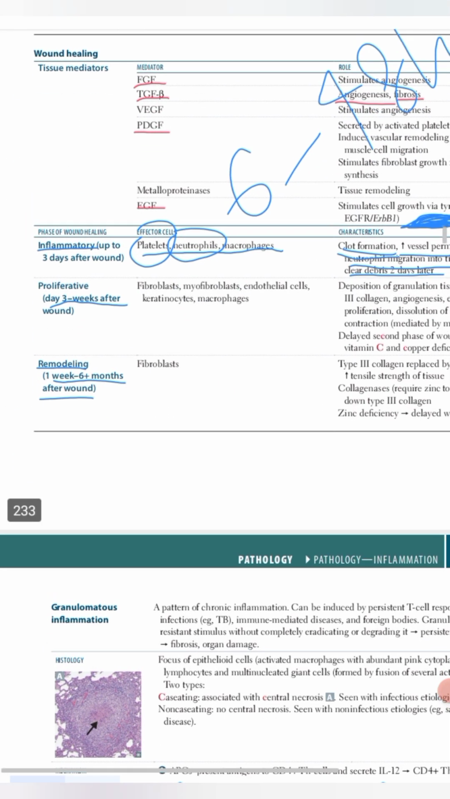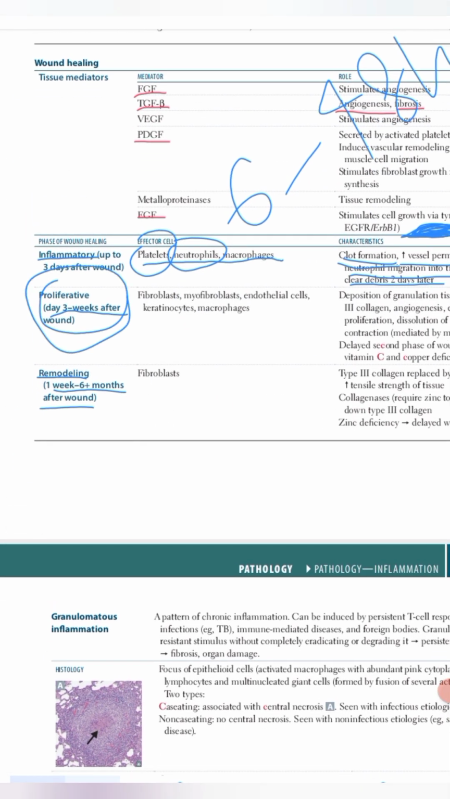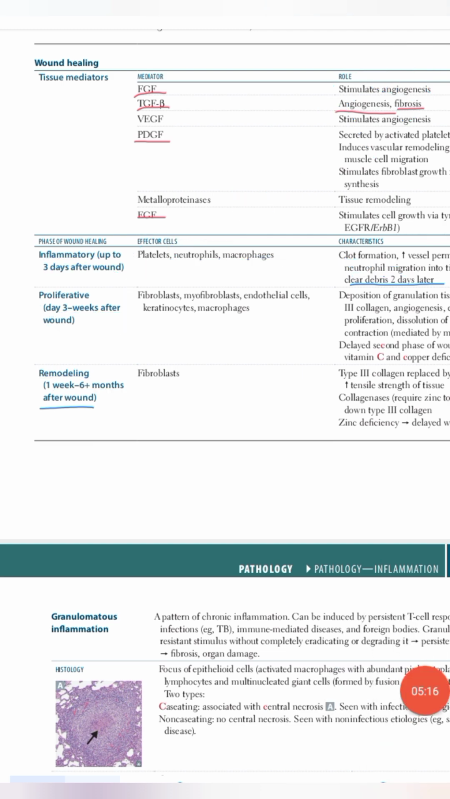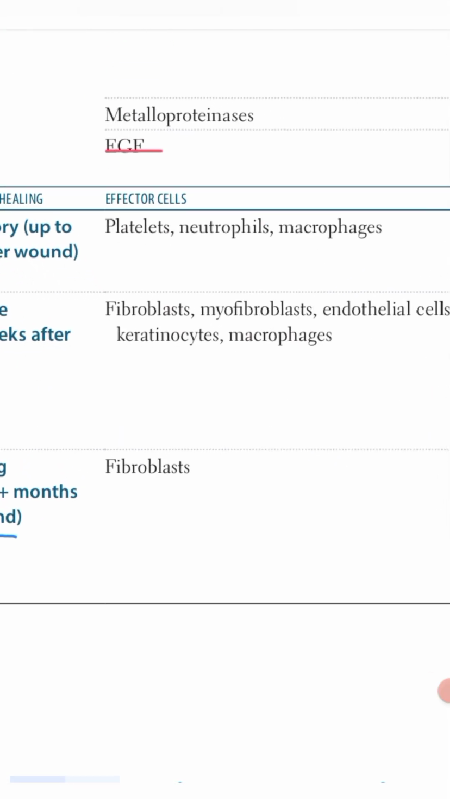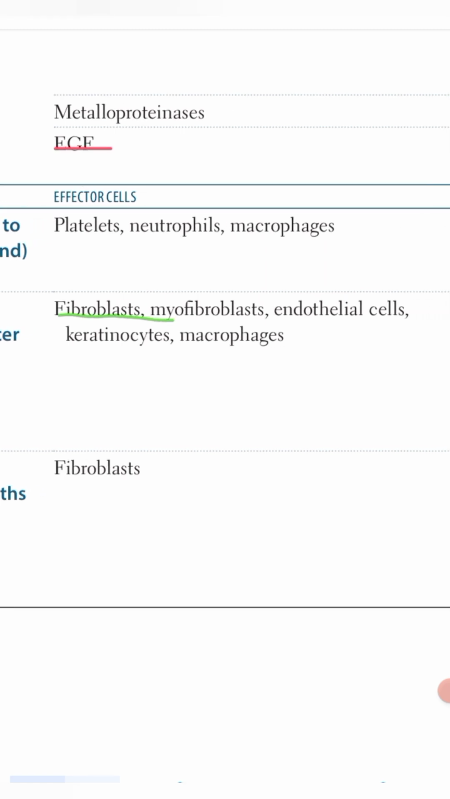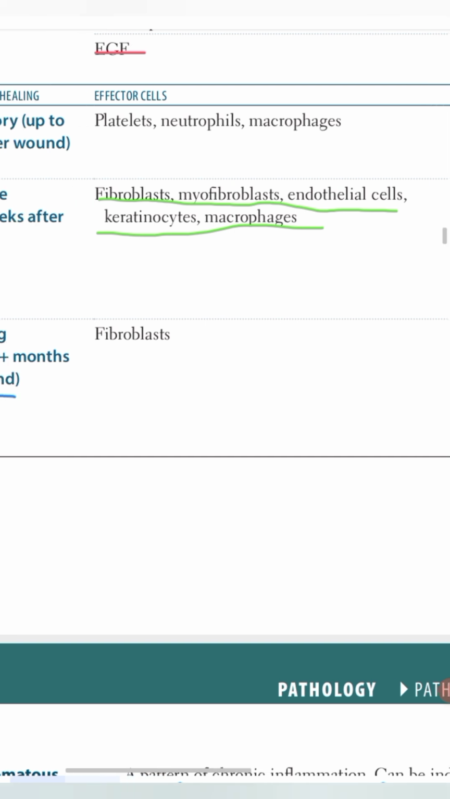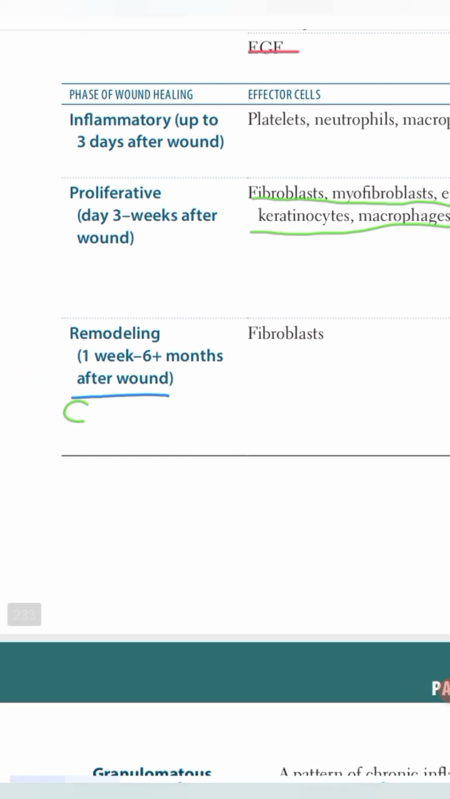Now the next phase is the proliferative phase that will occur from day 3 up to weeks after the wound. Now different cells will come in the proliferative phase. These are fibroblasts, myofibroblasts, endothelial cells, keratinocytes, and macrophages. Other cells are also involved, like epithelial cells. They will come and they respond to locally produced growth factors, and they migrate over the wound and cover up the wound.